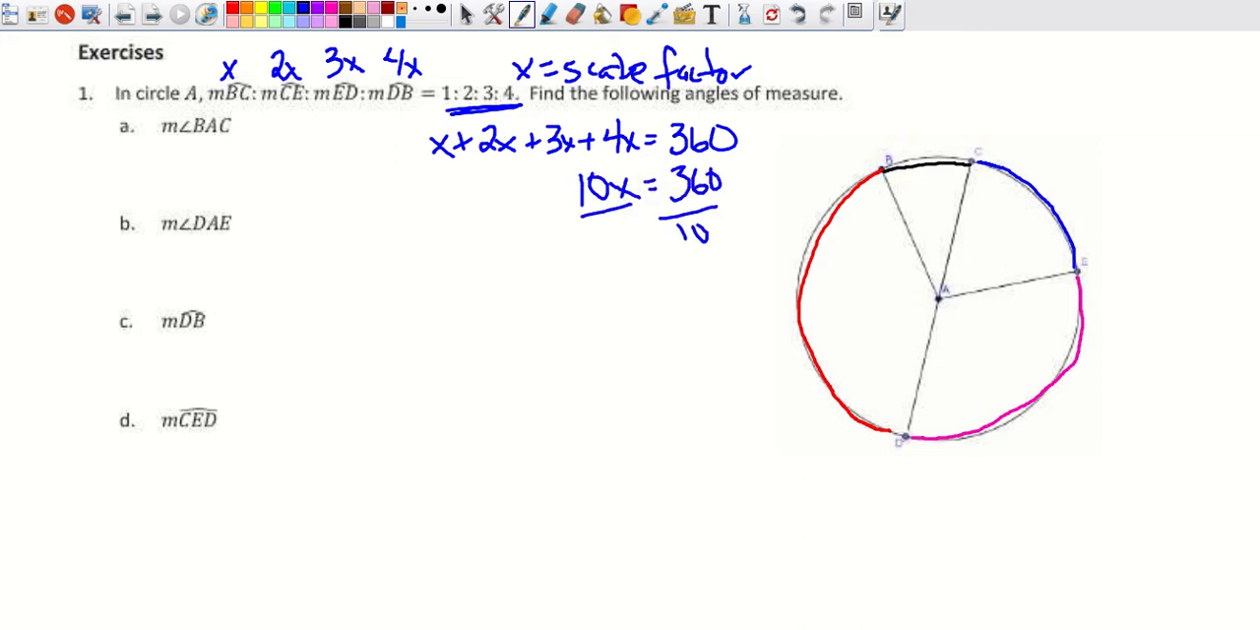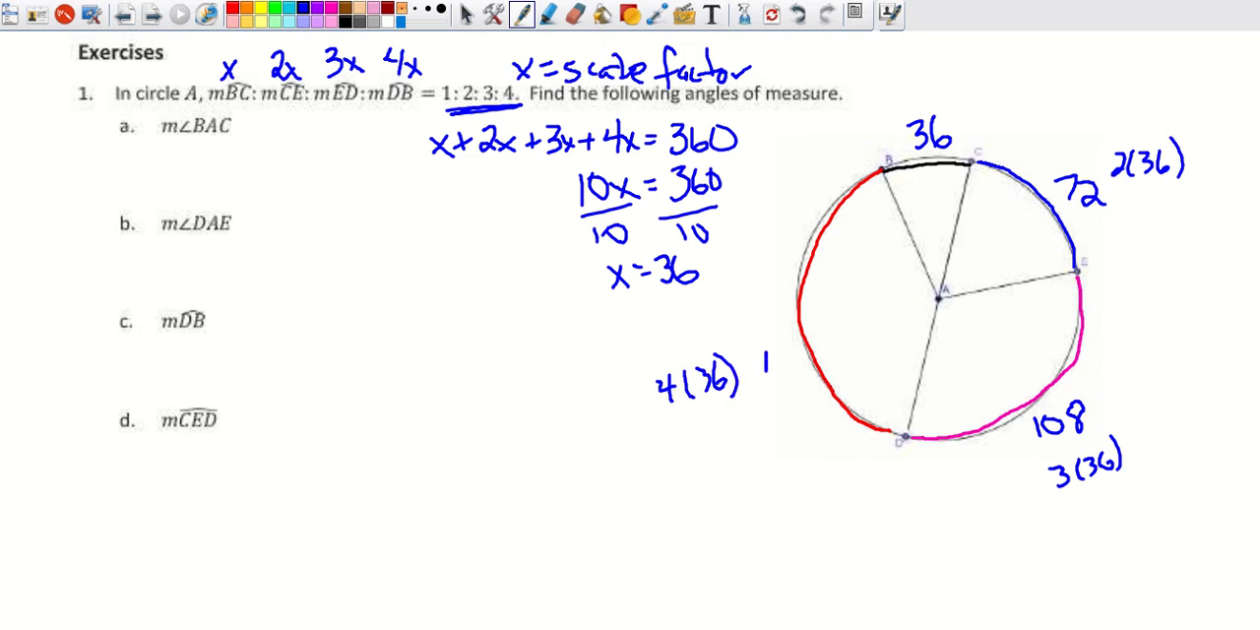And then when we divide out by 10, we get x is equal to 36. So now we know the measure of the arcs. This is 36. CE is double that, so it's 72. DE is 3 times that. That's 108. 3 times 36, okay? And then 4 times 36 is 144.